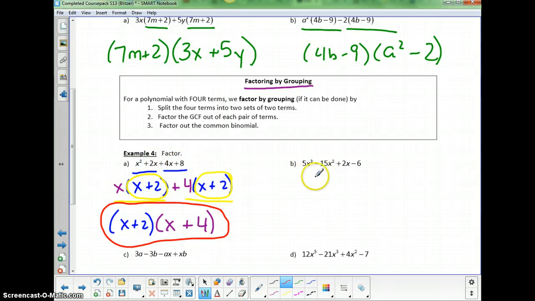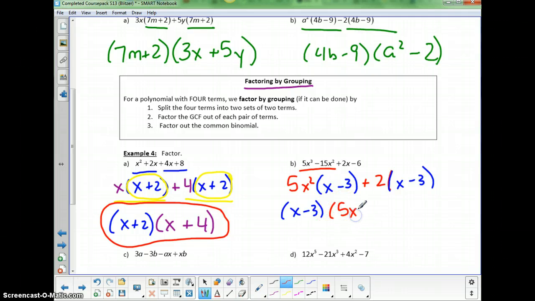Okay, and let's try it one more time over here. The first two terms have a 5 and an x squared in common. So if I take that out, I'm going to be left with just an x and then a minus 3. The next two terms have just a 2 in common. And if I take that out, I'm going to be left with an x minus 3. Now you can see that both of these new groups have an x minus 3 in common. So if you take that out, you're left with a 5, x squared, and a positive 2. Right? And that's factored.